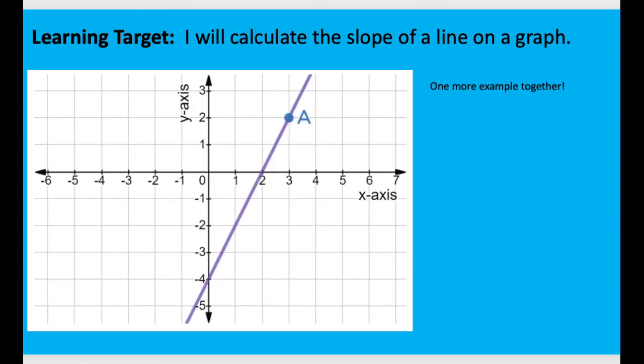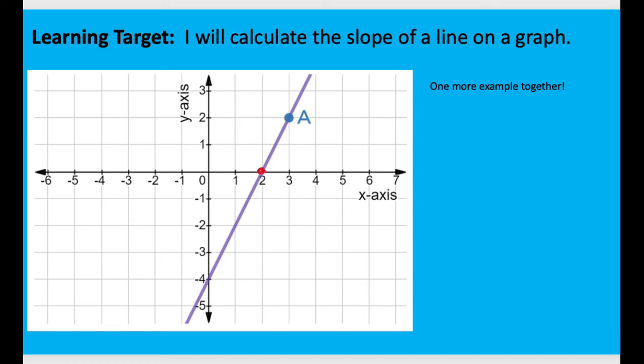So let's do one last example together. I can predict right away that this line is going to have a positive slope because it's starting in the bottom left corner and moving up the x. As the x's are increasing, the y's are also increasing. So I'm going to pick 2 points on the line. I'm going to pick the point A that's already labeled, and then I'm going to pick this point right here where it crosses the x-axis.